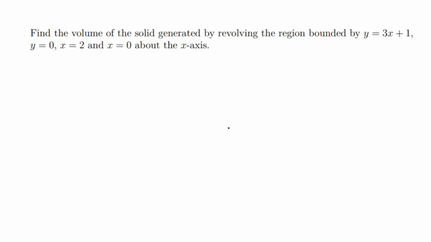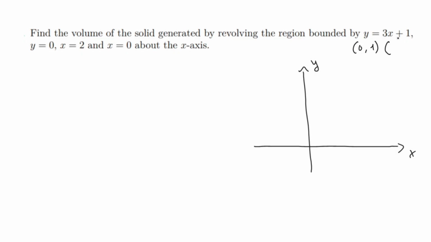Okay, so let's do some math together. Find the volume of the solid generated by revolving the region bounded by y equals 3x plus 1. I will graph the function. This is x, this is y. To graph this function, you have to find 2 points. For example, I will let x equal 0. When x equals 0, y is 1. And when x equals 1, y is 4. So the 2 points are (0, 1) and (1, 4).